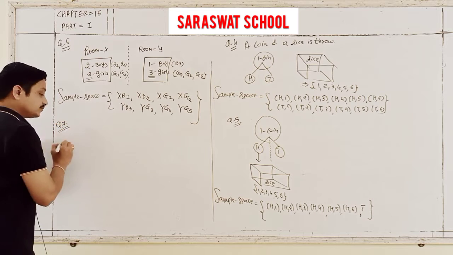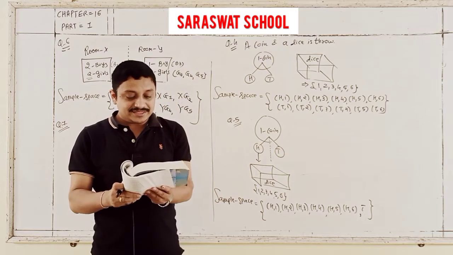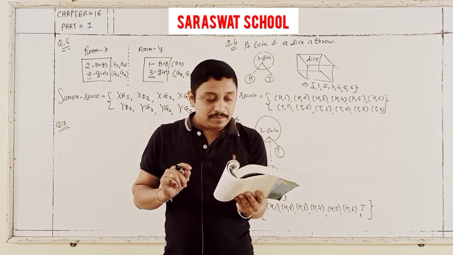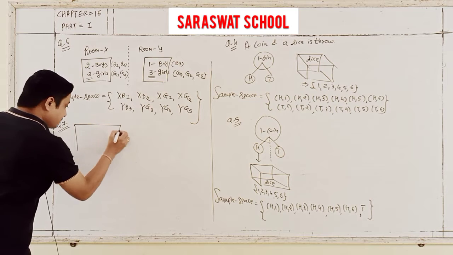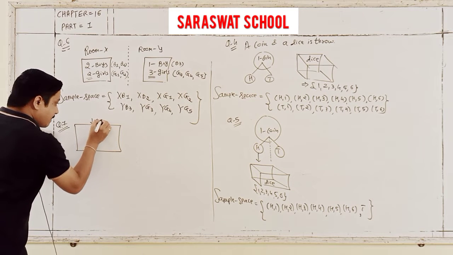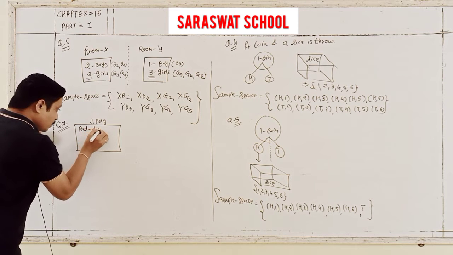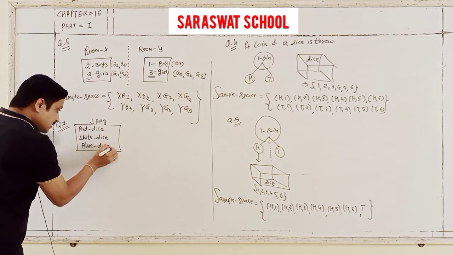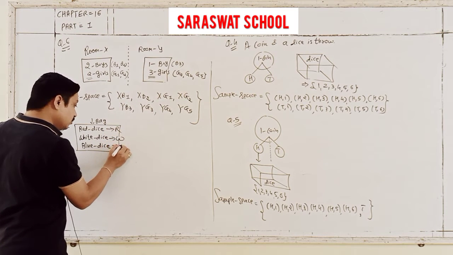Now question 7. Also a very interesting question. One die of red color, one white, and one blue are placed in a bag. So I just write down here one bag. In this bag there are 3 types of dice: one red die, next white die, and blue die. So for the red die I indicate R, white W, and blue B.